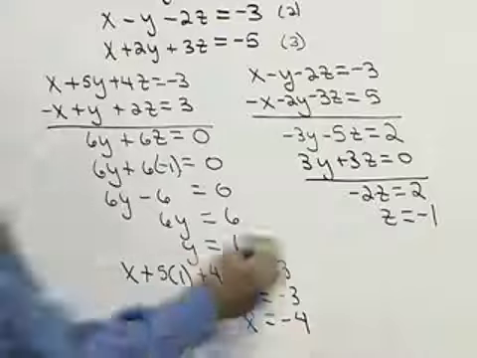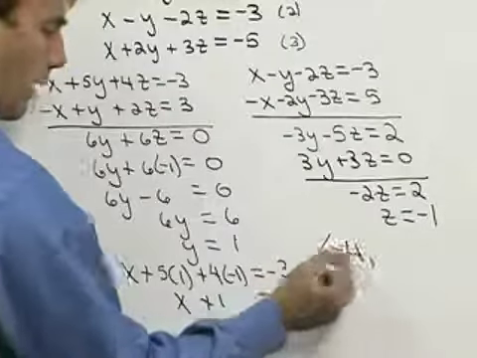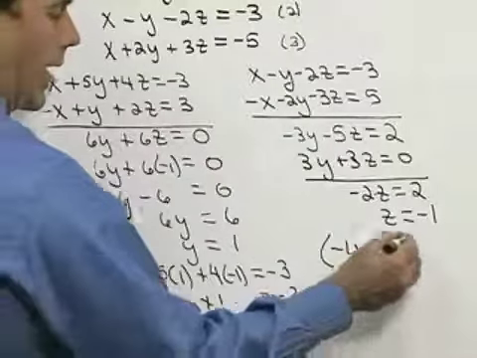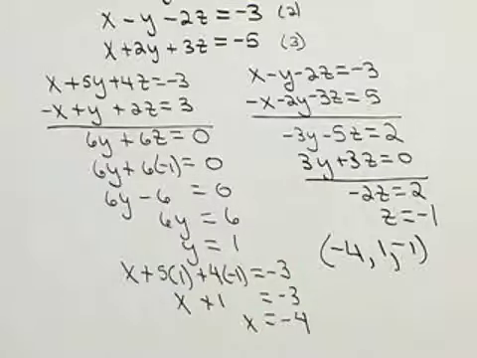So our solution is the ordered triple (-4, 1, -1). The solution to our system of equations will be (-4, 1, -1).